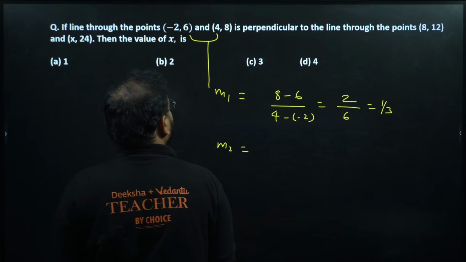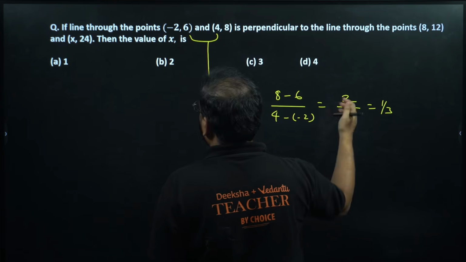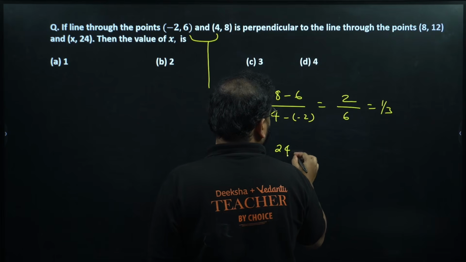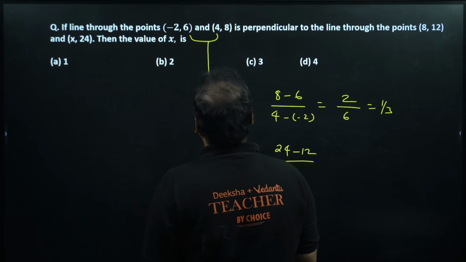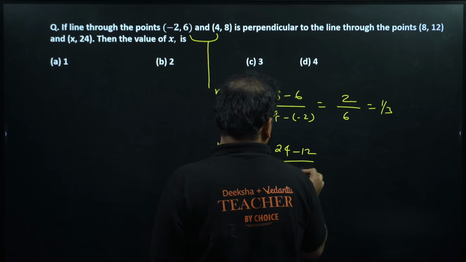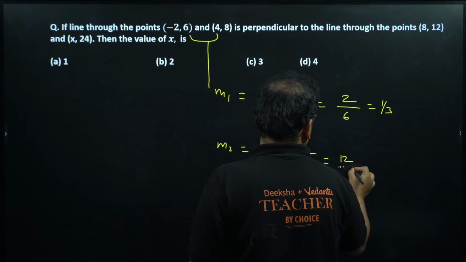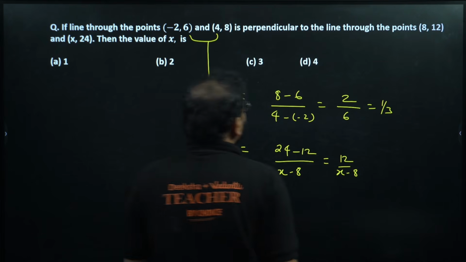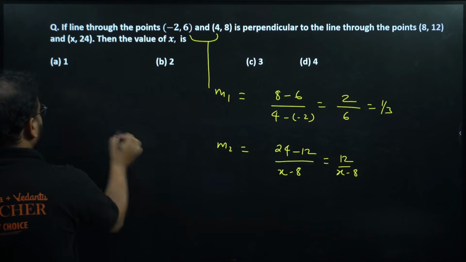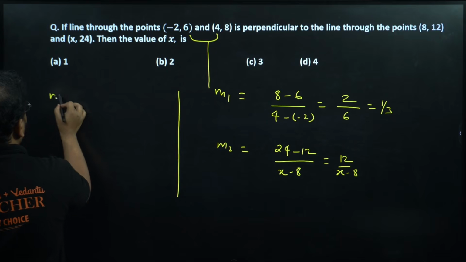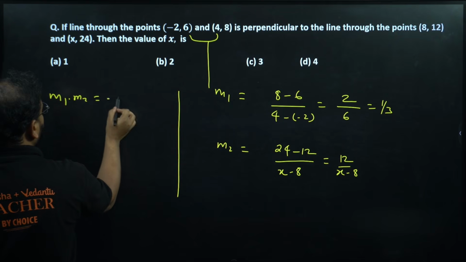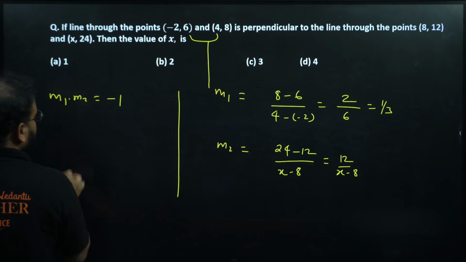Let's find M2 now. 24 minus 12 and x minus 8. We get here 12 upon x minus 8. They are saying this is perpendicular in nature. It means what, beta? M1 into M2 is minus 1.